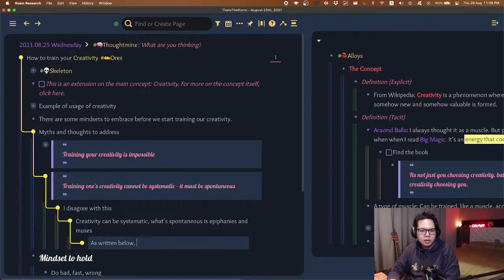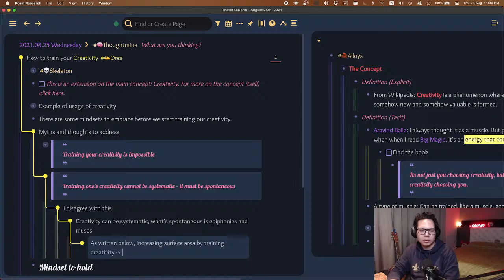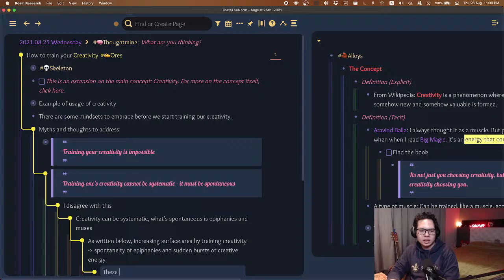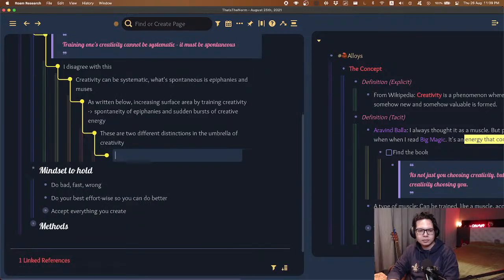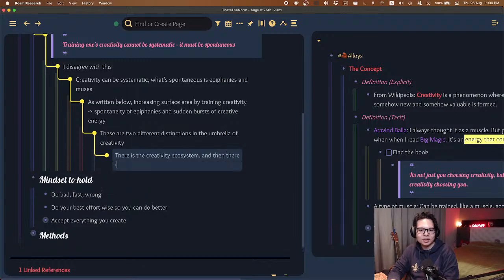As written below, increasing surface area by training creativity leads to spontaneity. I don't know how to spell that. Okay, spontaneity of epiphanies and sudden bursts of creative energy. These are two different distinctions in the umbrella of creativity. There is the creativity ecosystem, and then there is the epiphany that comes out of it.